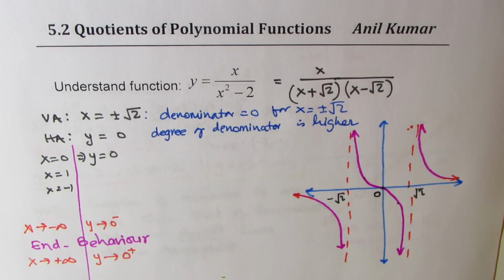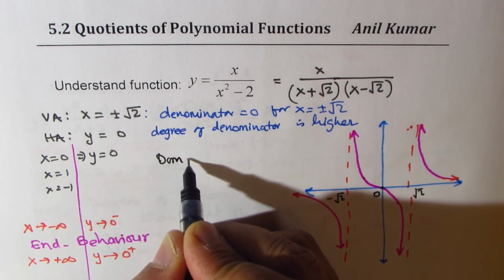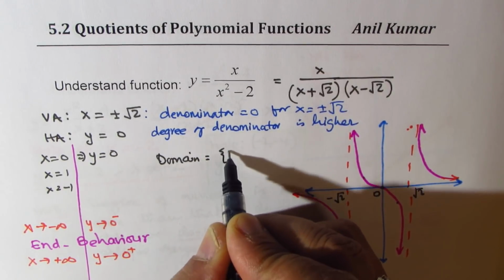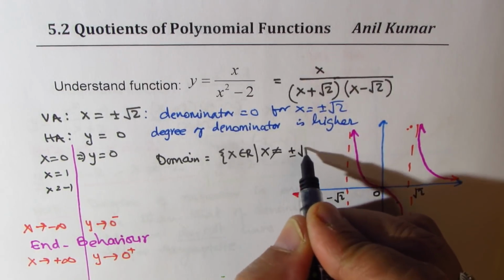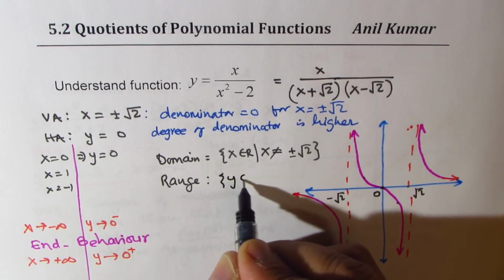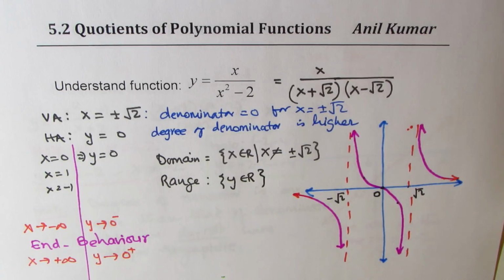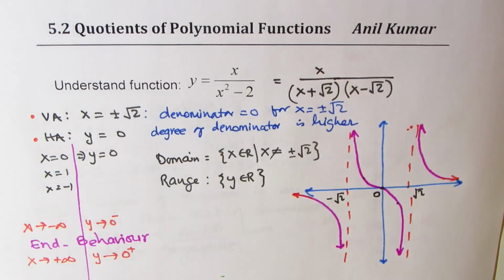So what do we learn here? Now, an important thing which you also learn is that the domain is x belongs to real numbers, where x is not equal to plus minus square root 2. However, the range is y belongs to real numbers because of the central portion. Do you see that? There are no restrictions. So in the range of a rational function, at times you may not have any restrictions, right? And you also see that we have two vertical asymptotes and one horizontal asymptote in this particular case.